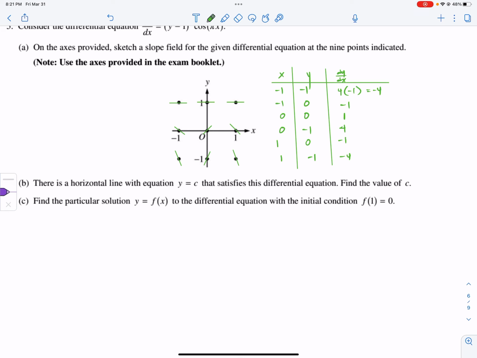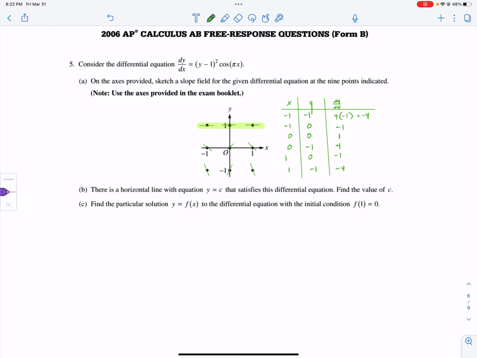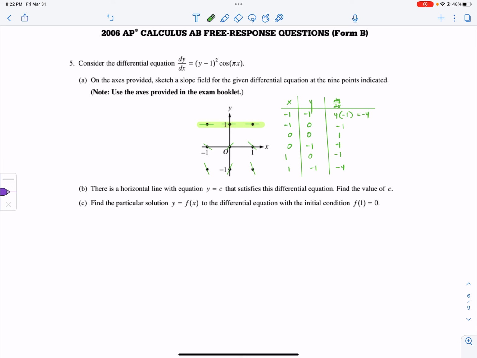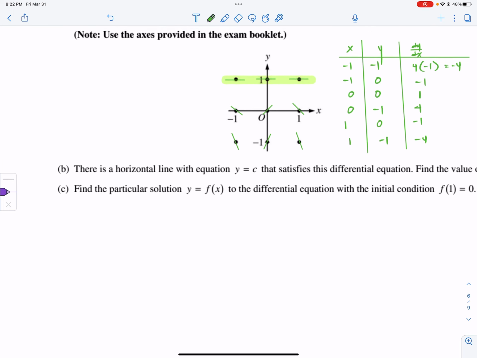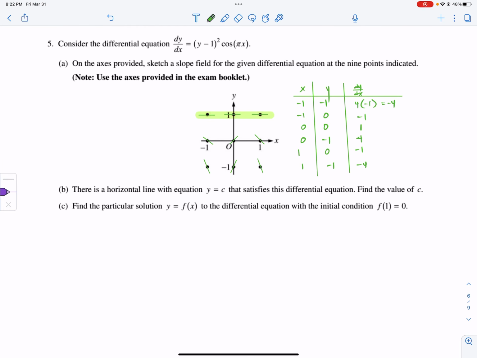Part B says there's a horizontal line y equals c that satisfies this differential equation. Well, we kind of already answered that. We're able to see the horizontal line y equals 1 satisfies this differential equation. Right? When y is equal to 1, dy over dx will be 0 for all values.